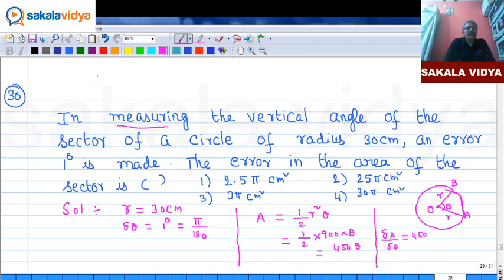Now delta A, the error in area, approximately equal to 450 into delta theta, approximately equal to 450 into pi by 180. The zeros get cancelled. 5 by 2 is 2.5. 2.5 pi. So first option is the right option.